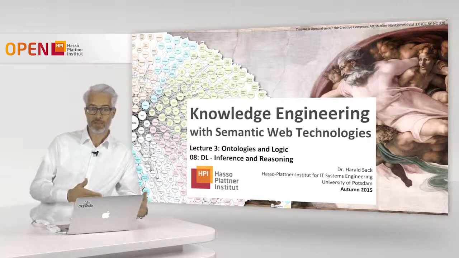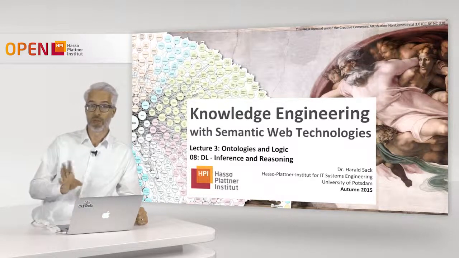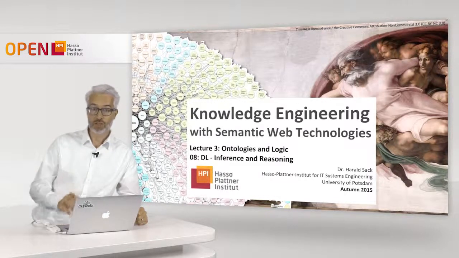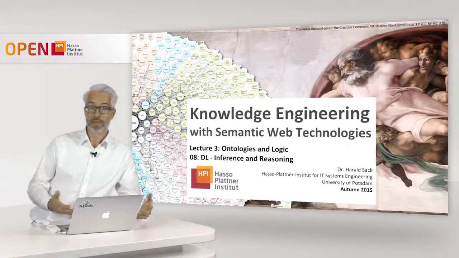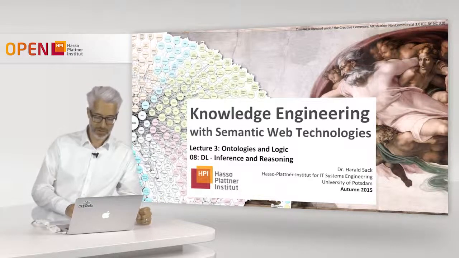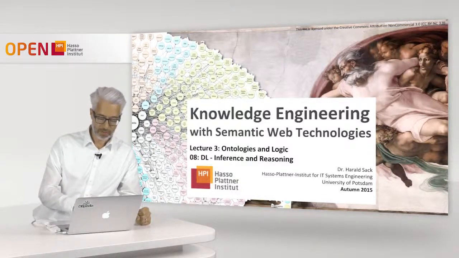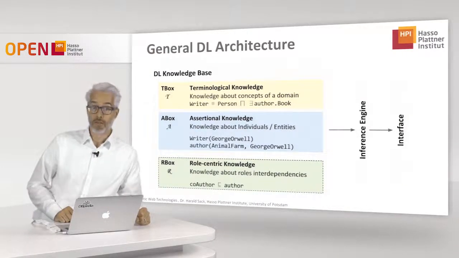In the last part of the lecture you first learned about description logic, that this is a fragment of first order logic, and it's a fragment which is decidable, instead of the semi-decidability or undecidability of first order logic. So let's have a look again at the general structure of a description logic's knowledge base.